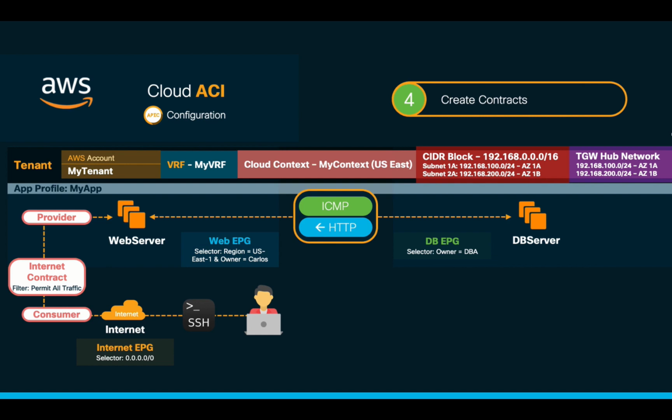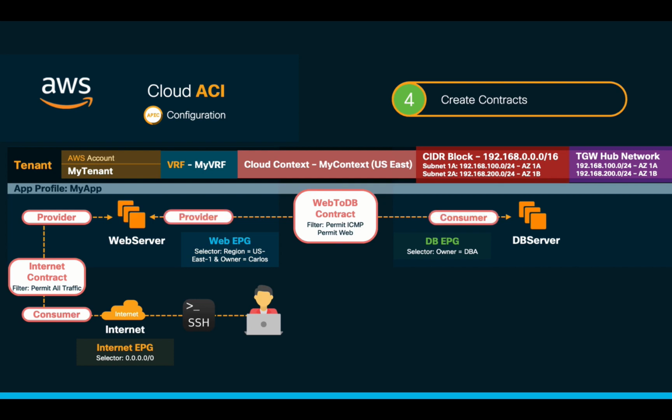As you may remember, we only want to allow ICMP traffic between both EPGs and HTTP traffic from the database EPG to the web EPG per our initial objective. So we will create a new contract between them to finalize our configuration.